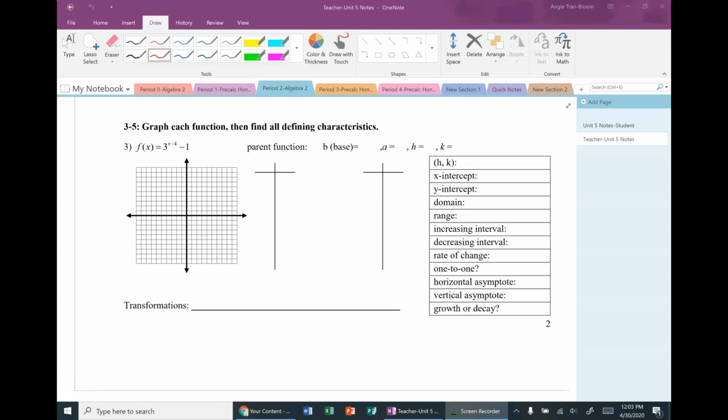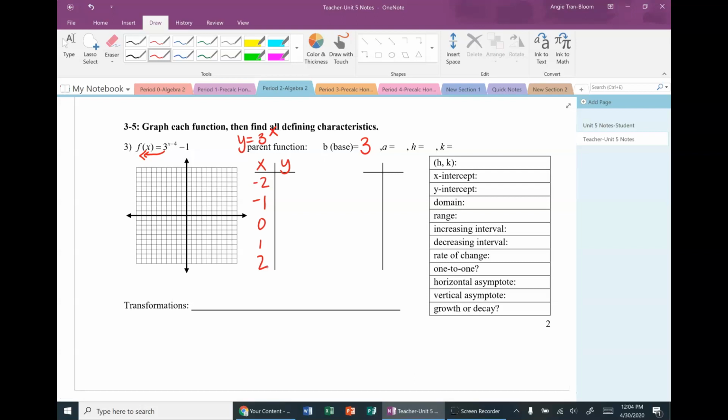Hey guys, so here are examples 3 to 5 on graphing exponential functions. First, we would like to identify the parent, and we know what the parent is based on the base, okay? So for this question, your base is 3, so that means y equals 3 to the x is the parent function.